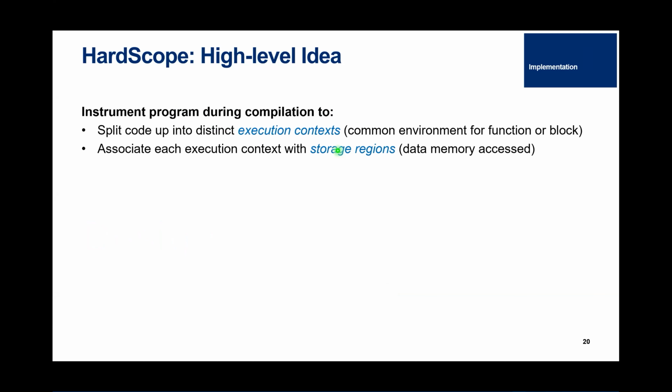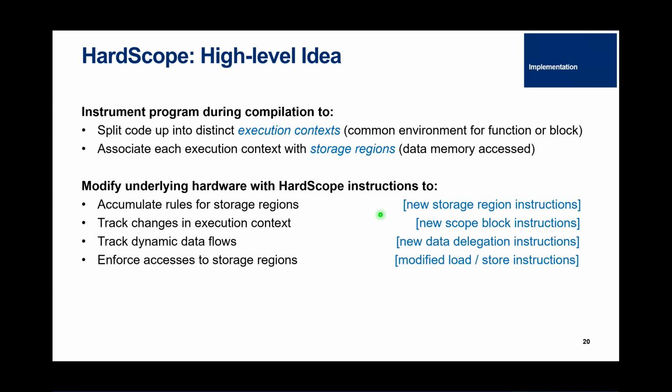So in order to do this, we need a bunch of new instructions and also to change the behavior of existing instructions. For example, we need a storage region instruction that accumulates these different storage regions that are accessible for each of these execution contexts. We need to track changes in execution context. So for example, when a function is called, we need to now change the subject because it's executing in the context of that function. We need to track dynamic data flows. So for example, when a function is called and a memory area is passed as a parameter, we need to make sure that that is accessible to the new subject.